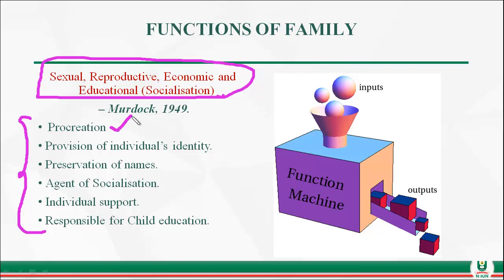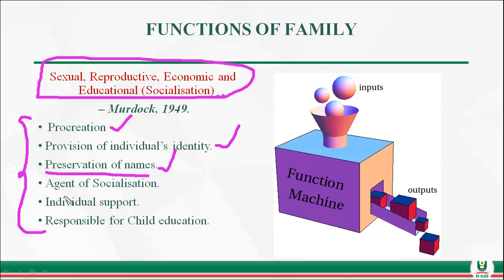We have procreation, we have provision of individual's identity. Of course, it is through the family that you are known. You are identified. That's why you often hear the question, where are you from? Whose son or daughter are you? So you have to be identified. Again, preservation of names. It is through the family that the names of the forefathers, the ancestors, are being preserved.